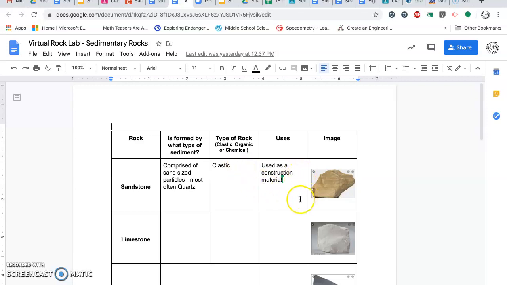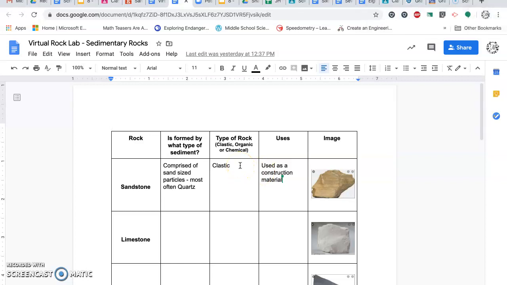And one of the uses for sandstone is it's used as a construction material. In the lecture that I posted on 3.4, we talked about how I believe it was the exterior of the White House. The White House was built with sandstone. So it's used in constructing buildings a lot of times because it's abundant and it can be formed into blocks. Okay, so that's all we are doing today.